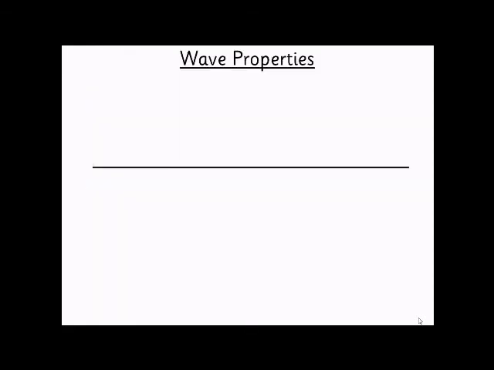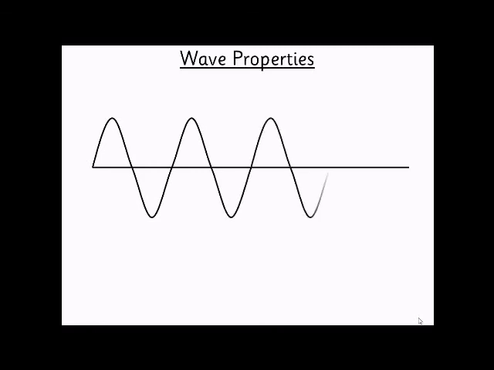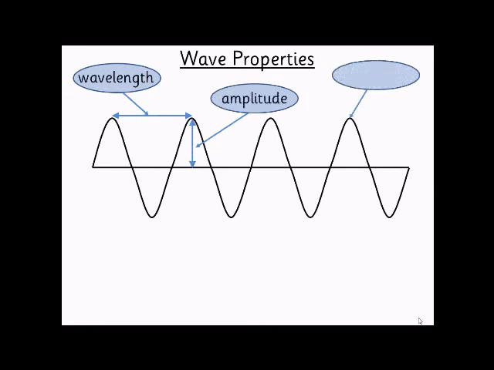So wave properties then. There are three main wave properties you're expected to know. The first two are wavelength and amplitude. Okay, the wavelength is just the distance between two identical points on a wave. Easiest way to do this is between two peaks or two troughs. The second, the amplitude, is the maximum displacement from the line of equilibrium. You can think about this as, a bit easier I suppose, the height of one of the peaks or the depth of one of the troughs.